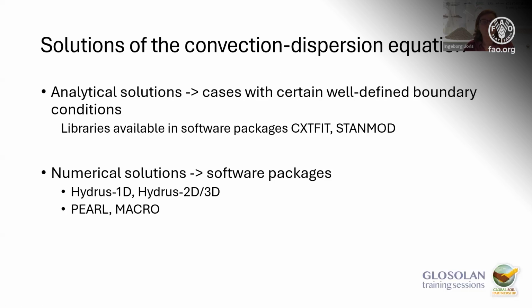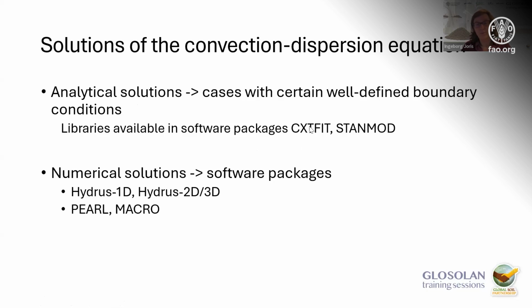We saw this convection dispersion equation. It's a very complex partial differential equation. So how do we deal with it? In some cases, it can be solved. It means you have analytical solutions. That's a direct solution of the equation. But this is only in certain cases, under very, very strict boundary conditions. But it exists. So you have analytical solutions, and there are software packages which are very robust, very fast, that can do this for you.